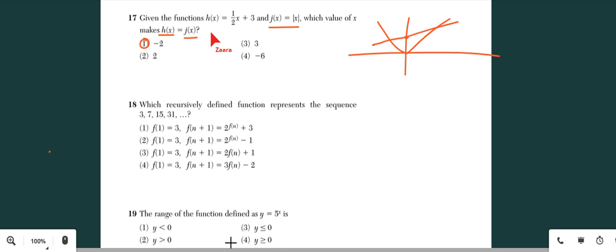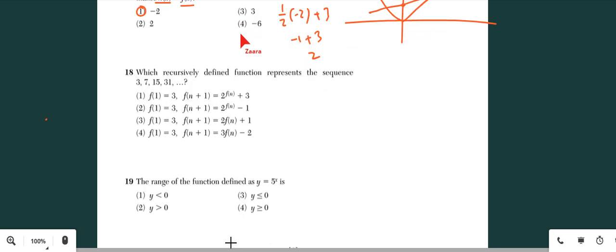Look how, because 1 over 2 times negative 2 plus 3, which is negative 1 plus 3, which is 2, and the absolute value of negative 2 is 2. So they both have the same values. At 3 it will lead us to 3 plus something, so not possible. At 2, so 1, no. At negative 6, it will give us negative 3, 0 and 0. No, this is not possible. So at this point they will intersect.